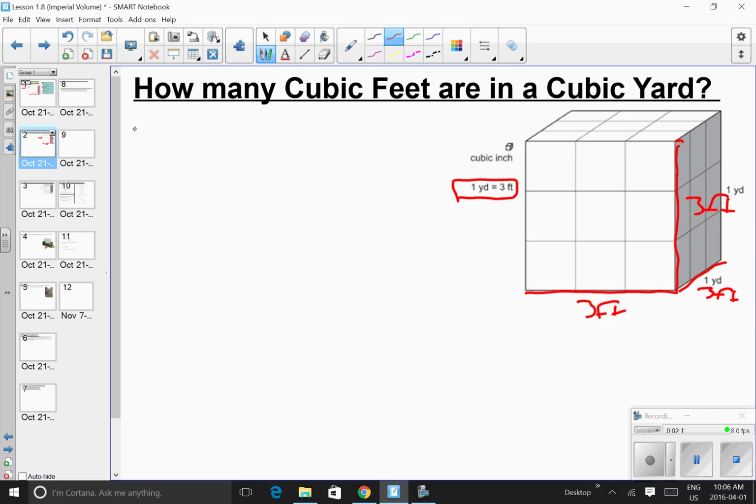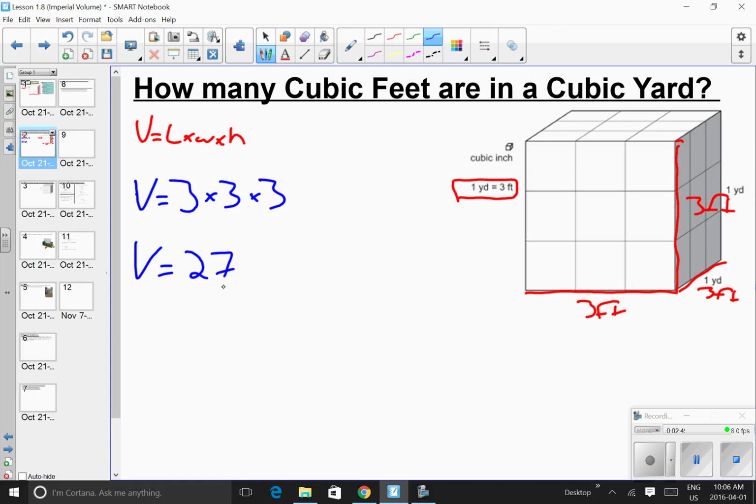Now to figure out volume, volume is length times width times height. Now this only works for rectangular prisms or cubes. When we get to different shapes, you'll have to use a different formula. All right, so my volume is, my length was 3, times my width was 3, and my height was 3. 3 times 3 times 3. 3 times 3 is 9. 9 times 3 is 27.